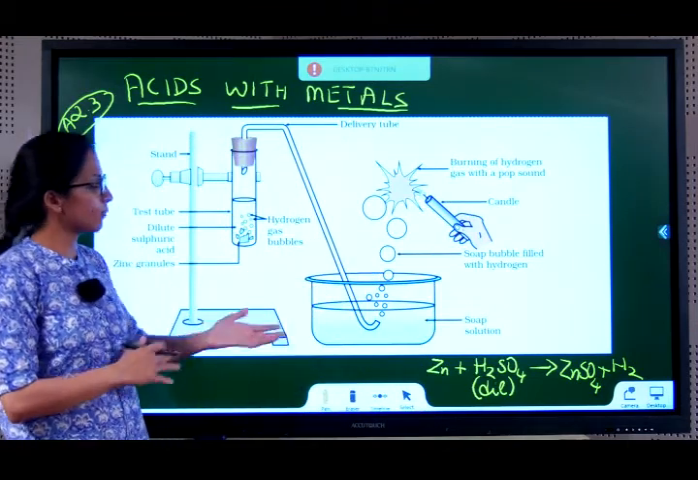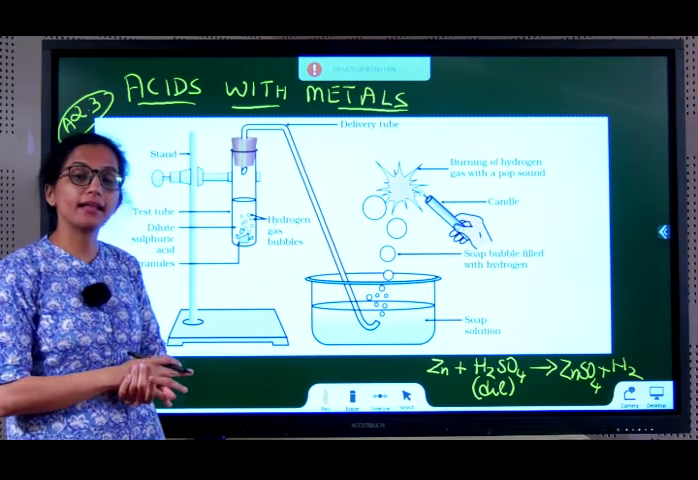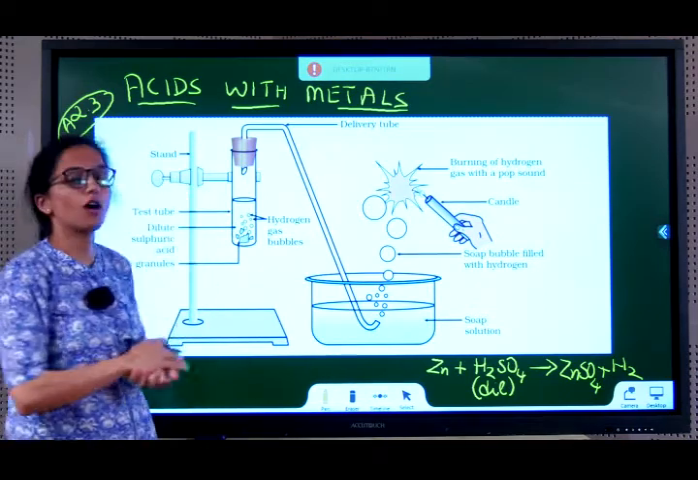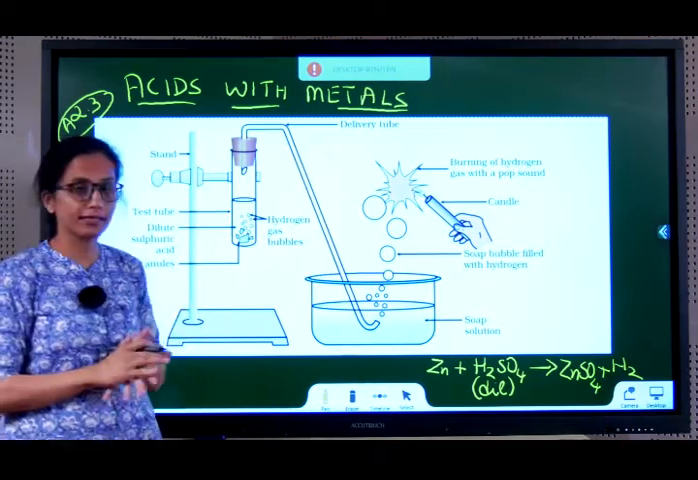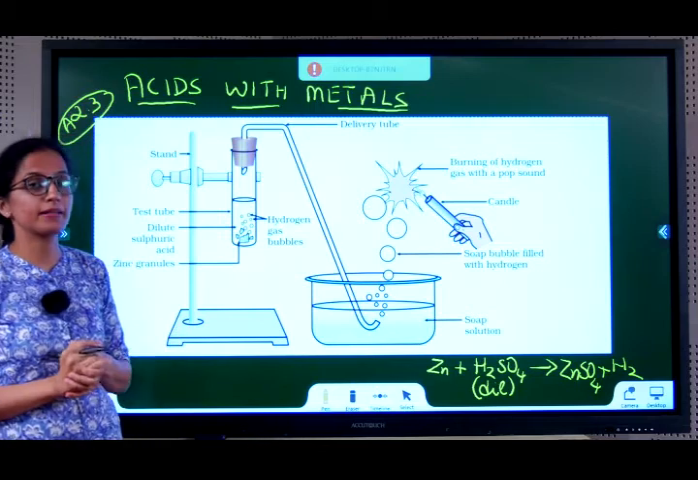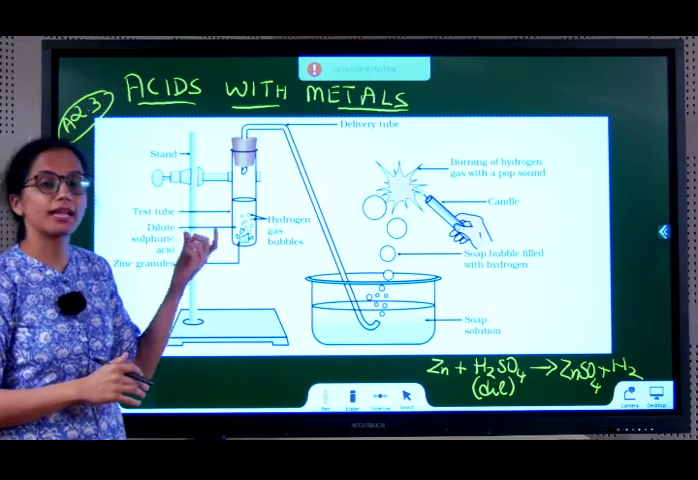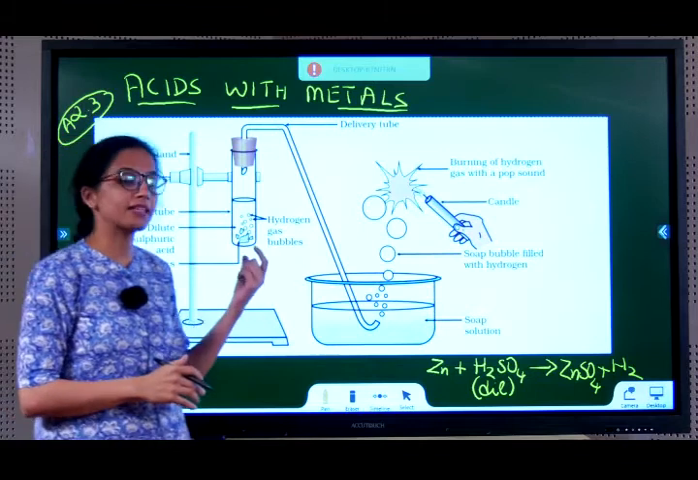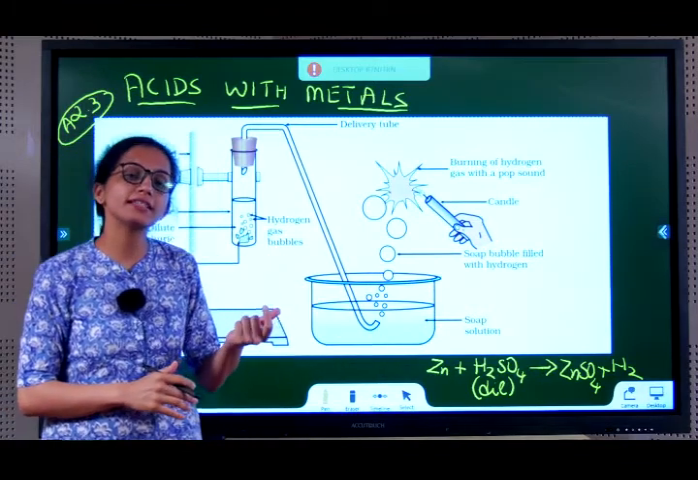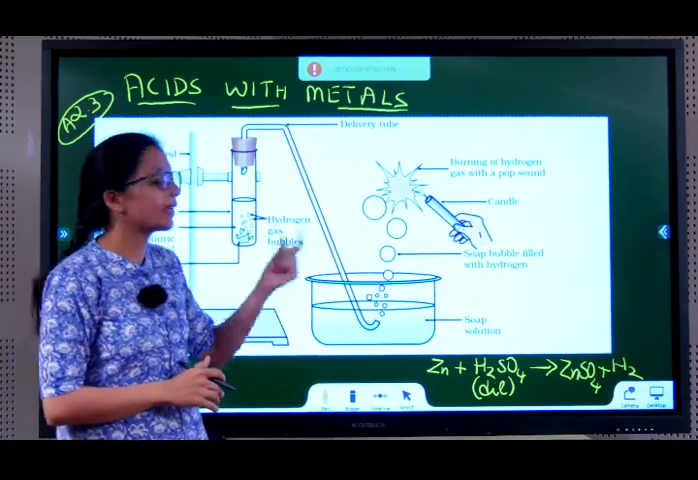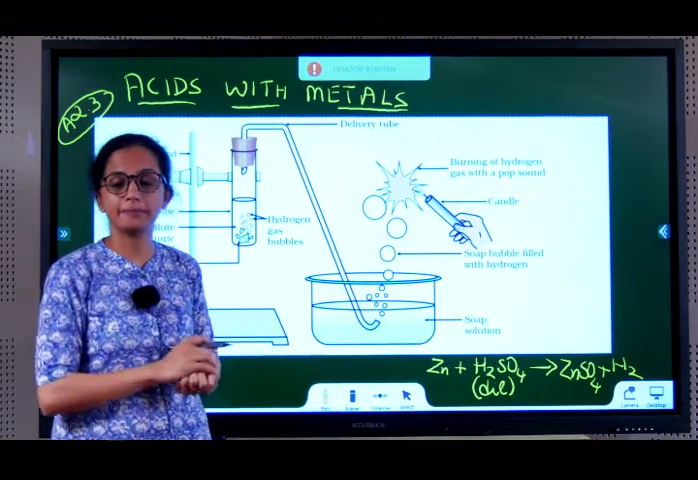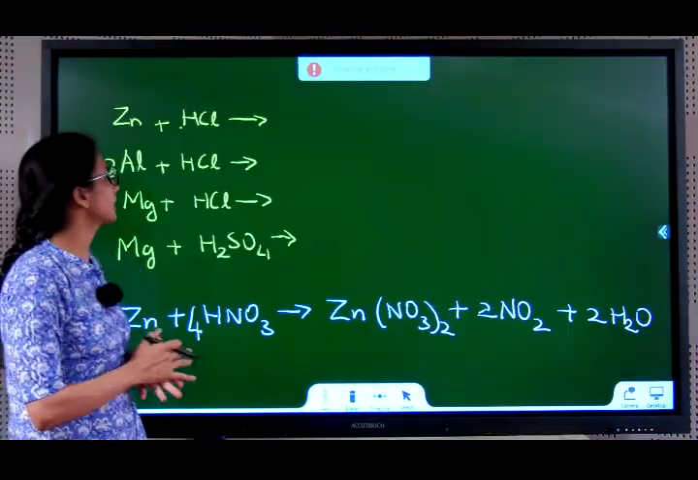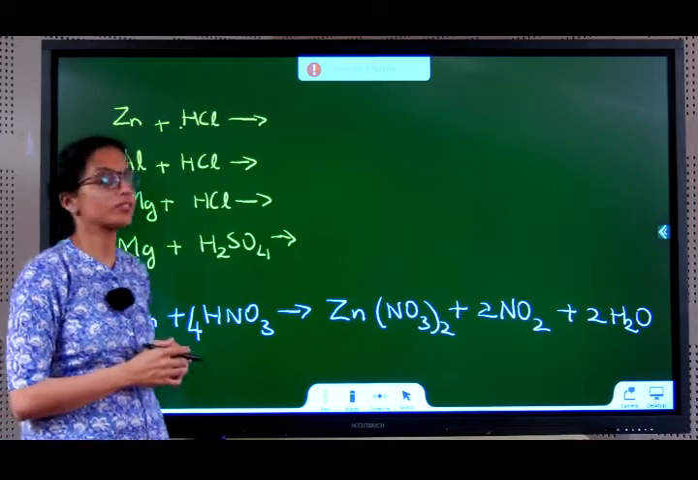Now we will see what happens with other metals and other acids, and their combinations. I hope this experiment is clear. The observation of this experiment is that when a metal reacts with an acid, hydrogen gas is produced, and we test it by doing the pop sound experiment. Let us now see how a few other metals and acids react.